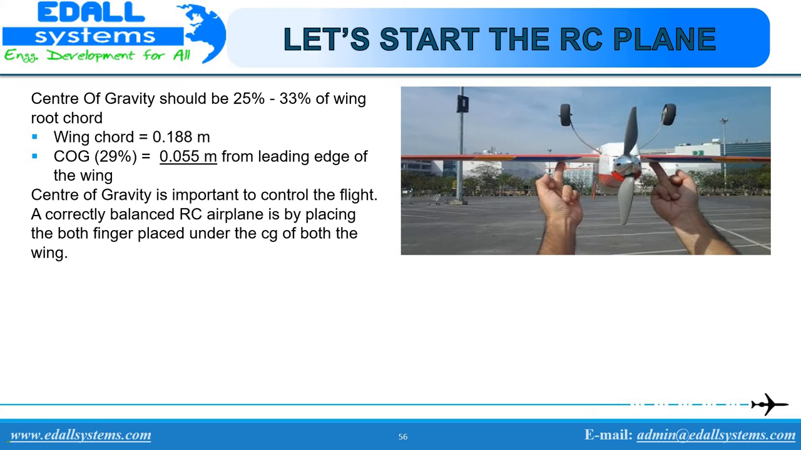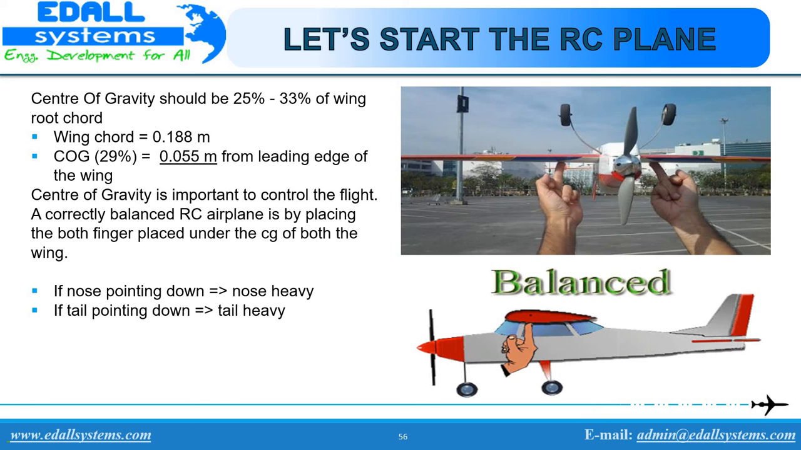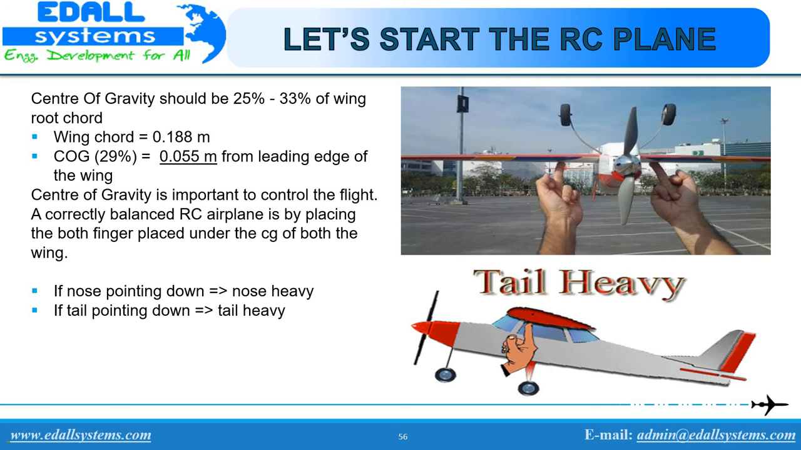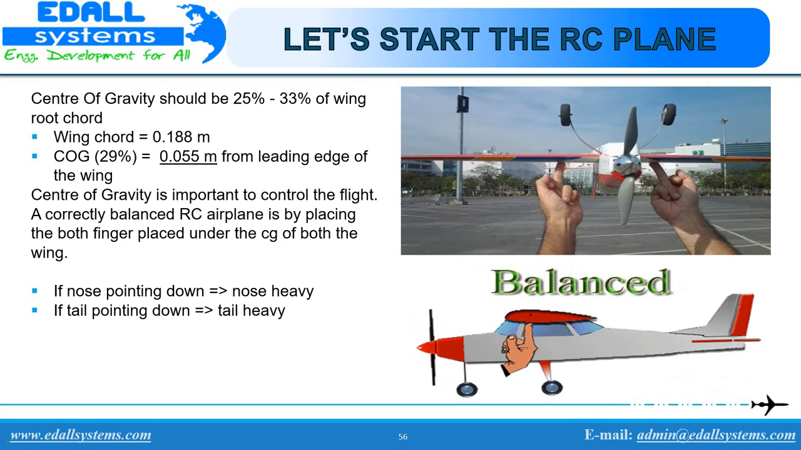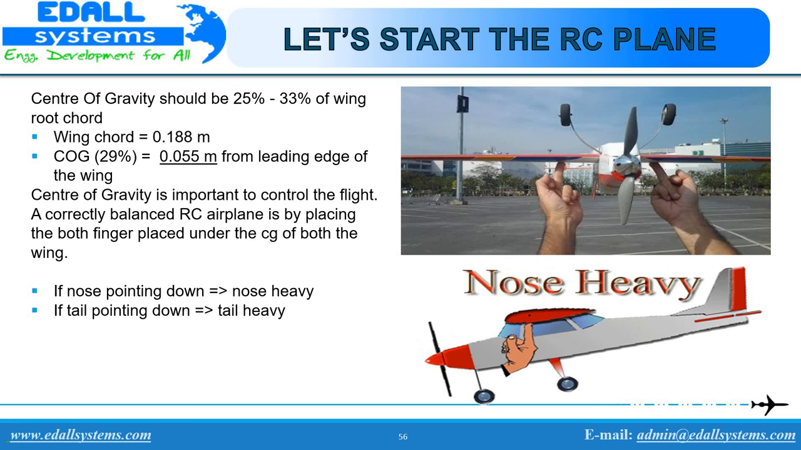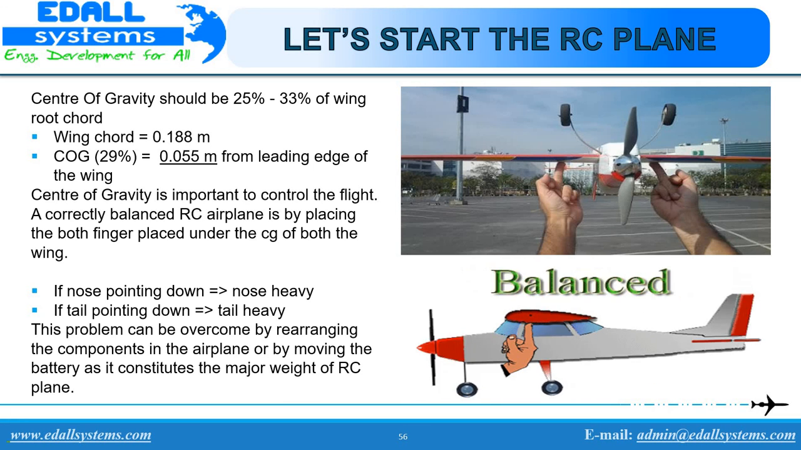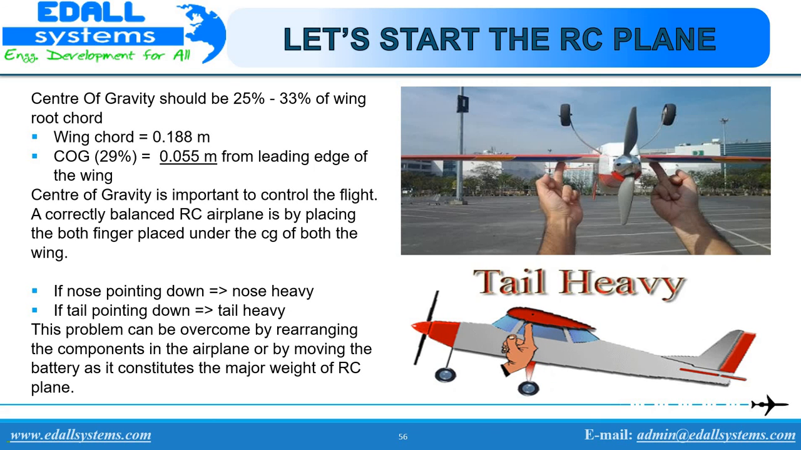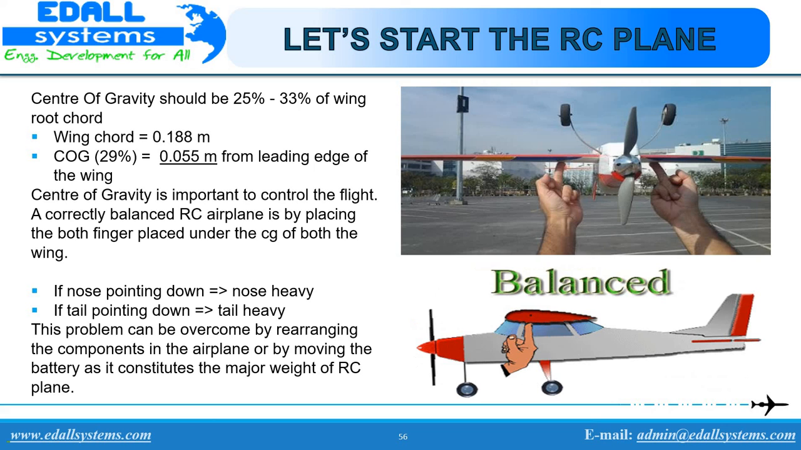A quick and easy method is placing your index finger or middle finger under each wing at the CG position, a couple of inches from the fuselage sides. Gently lift the plane up so that it rests on the fingertips. If the nose points down, it means the nose is heavy. If the tail points down, it means the tail is heavy. This problem can be overcome by using substitute balance weights, or the main battery position can be adjusted as it is the heaviest part of the flight. Add enough weight or rearrange the inner components so that the plane is balanced correctly and nothing more.